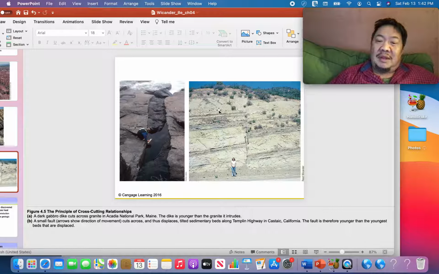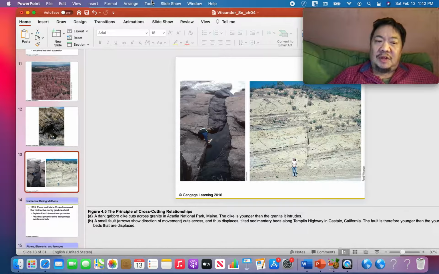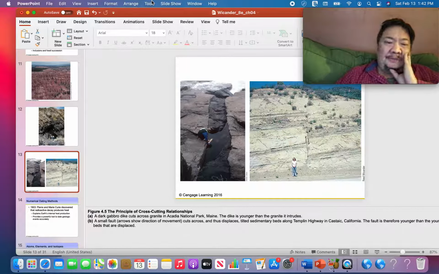Then what happened? Then the beds were tilted, and they were tilted so that they're dipping slightly to the west. Then the fault cut through all these beds. We know the fault came last because the fault cuts through all these beds, and that's the principle of what? Principle of cross-cutting relationships. Okay, so we're trying to use these to figure out relative dating in your lab manual. I'm going to send you a lab so you can practice doing this.